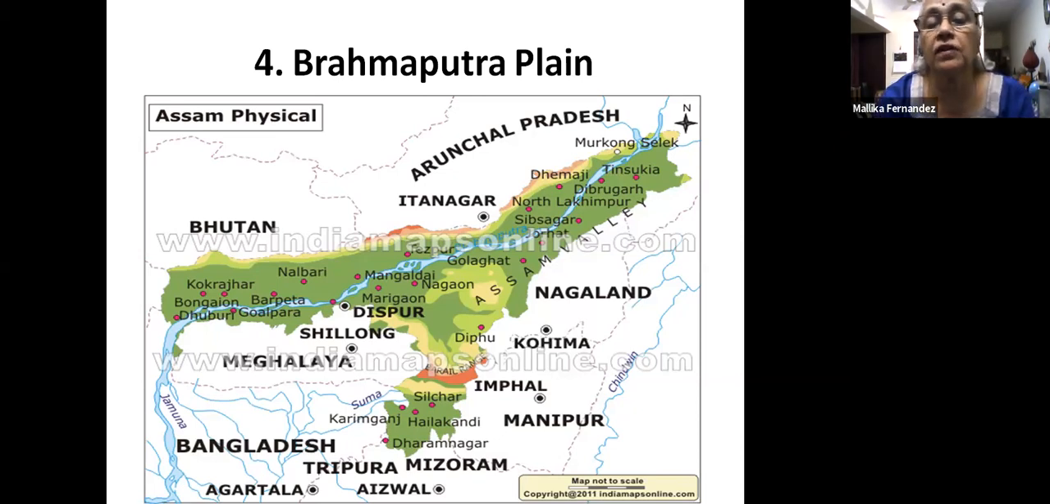So you can see it's all green. Now the green part is the actual Brahmaputra Plain. The yellow part that you see is the mountainous region, the plateau region. Of course Meghalaya is also a plateau region. They have not shaded it, but it's actually part of the plateau region. And if you go north, you can see the foothills of the Himalayas. So only in the Assam plain do we have the Brahmaputra region.